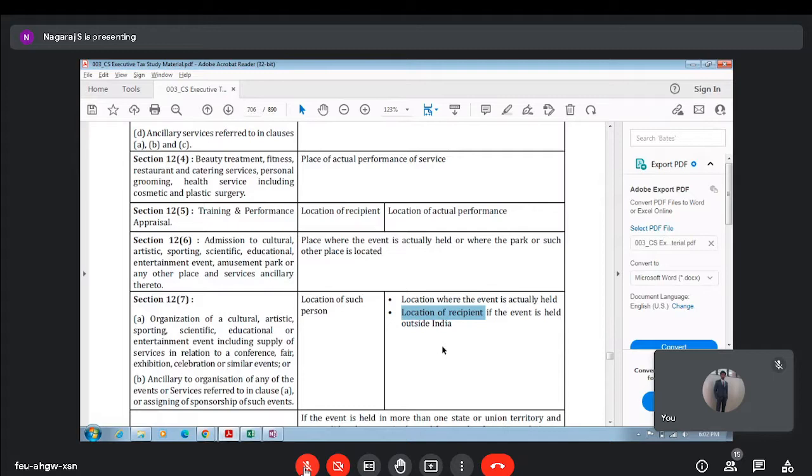Now they do all these things and you are not registered. Then if it is happening within India, where the event is actually held, you want to get married at Ladakh, Jammu Kashmir. Jammu Kashmir will be the place of supply where the event is held. Or in Kerala, boat house, Kerala is the place of supply.